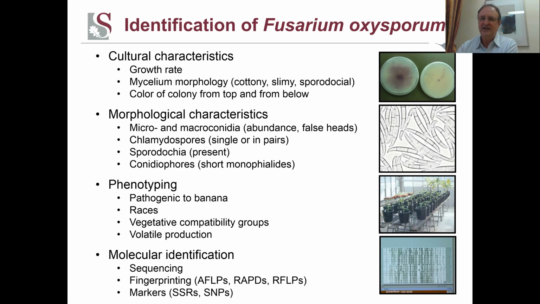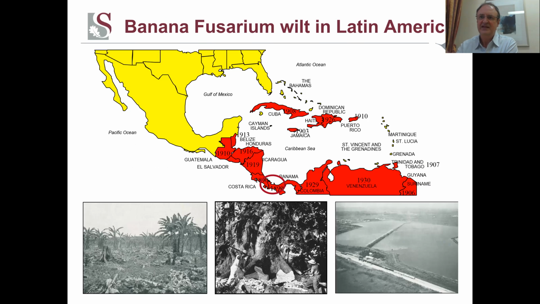And then volatile production, that was used previously to separate some strains from others, simply by the volatiles that are being released by the fungus when grown in culture. And finally, there are different ways of molecular identification that I will also discuss just now.